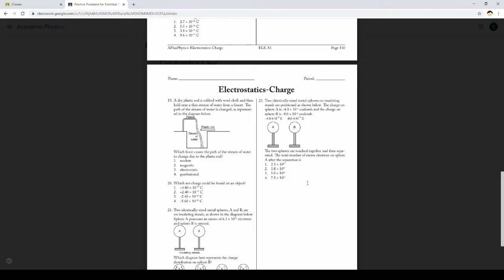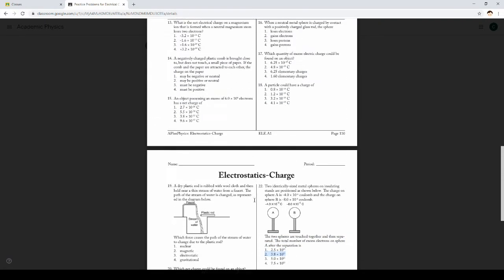If I bring them together, that charge will evenly distribute between A and B, and we'll get a net charge of negative 6 times 10 to the negative 6th coulombs. You'll notice that's not one of the answers, because that's not what the question asked. It asked for the total number of excess electrons. So you're going to then use Q equals Ne to find the answer as 3.8 times 10 to the 13th.